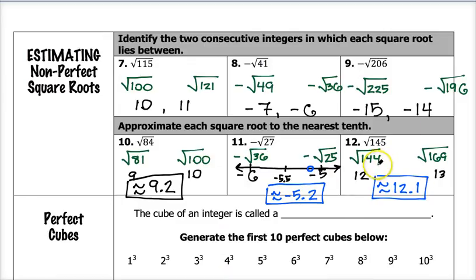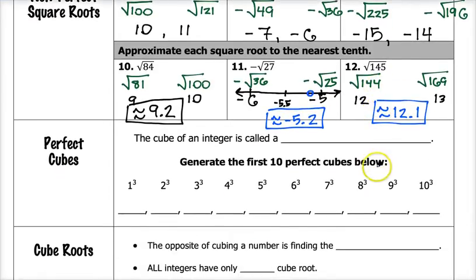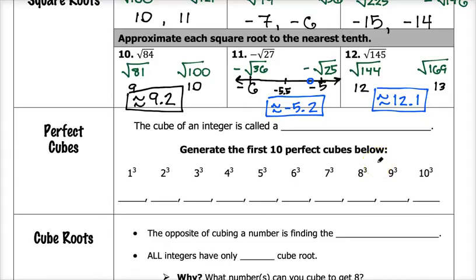Okay, so that's square roots. Now we'll go on to cube roots, and we're going to start out by talking about what perfect cubes are. Well, if the square of an integer is called a perfect square, it makes sense to say that the cube of an integer is called a perfect cube. And so let's talk about the first 10 perfect cubes we have below.